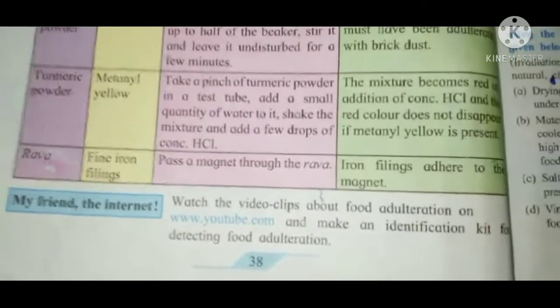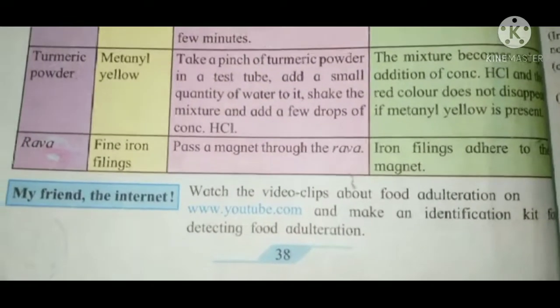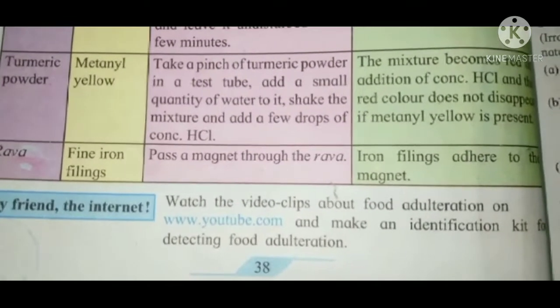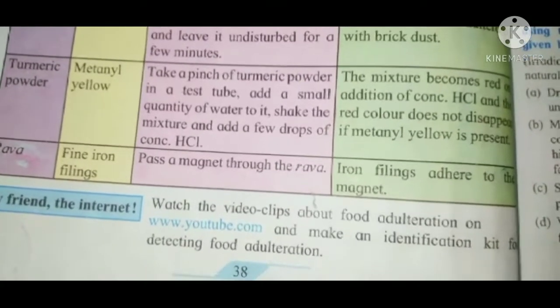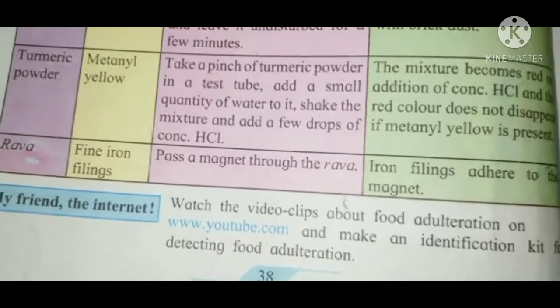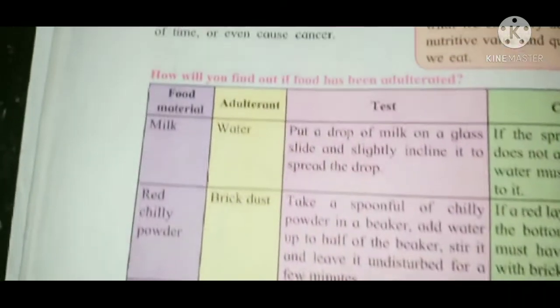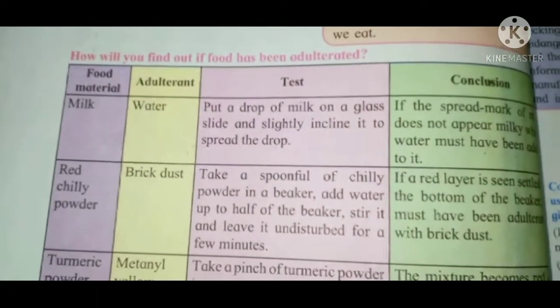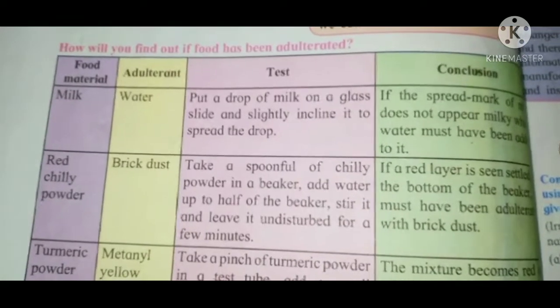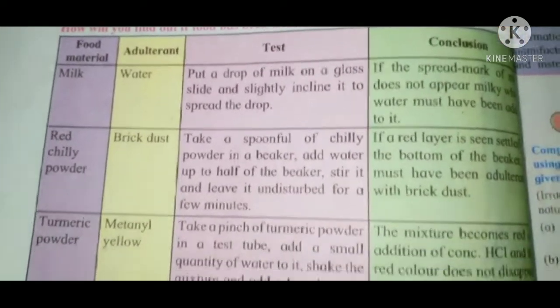So rava, adulterant fine iron fillings. They will add the fine iron fillings. Pass a magnet through the rava. And what is the conclusion? Iron fillings get attached to the magnet. So how will you find out if food has been adulterated? Here they have given you the test, the conclusion and the adulterant of the food material.